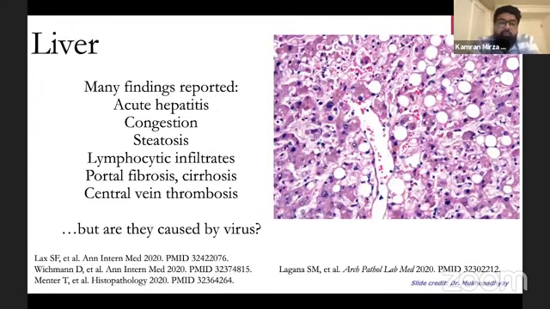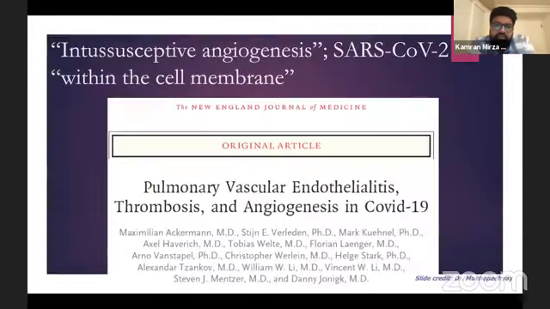Liver studies have shown many different findings, and this includes acute hepatitis to congestion to steatosis, lymphocytic infiltrates, even some fibrosis and some central vein thrombosis. But to be honest with you, if truly the COVID-19 sequelae are very acute, then many of those features that are being described in the liver may not be due to the fact that this is COVID-19 infection at all. In fact, it could be due to patients' comorbidities and previous past medical history.